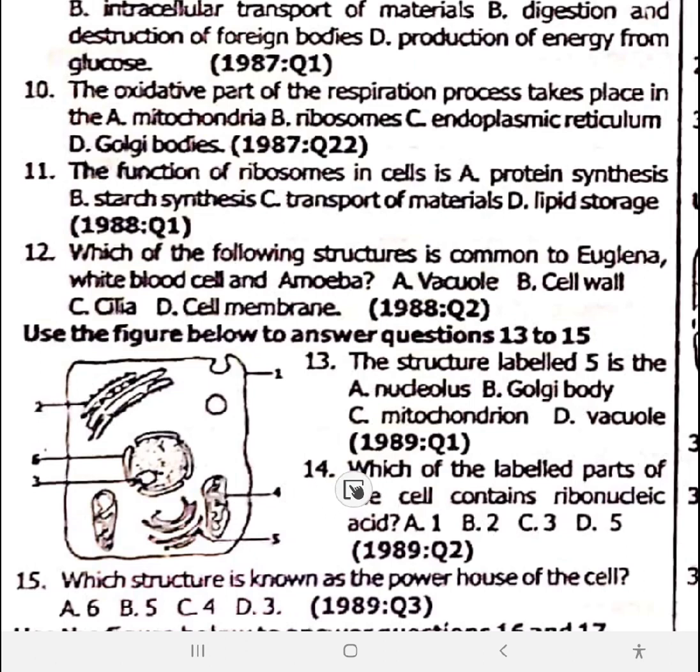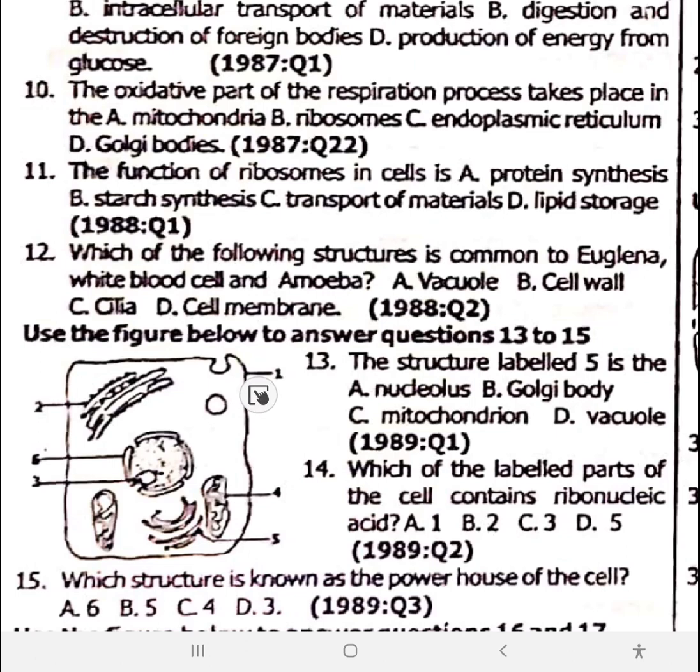Number 14. Which of the labeled part of the cell contains ribonucleic acid? Let's see. This is the diagram. If you take down this diagram, I want to give the points down. This one here, this place is called the cell.